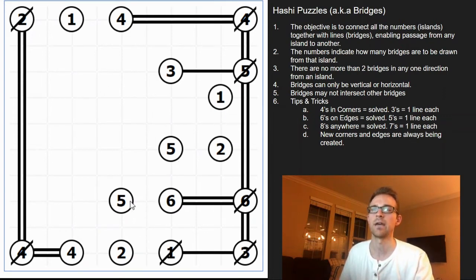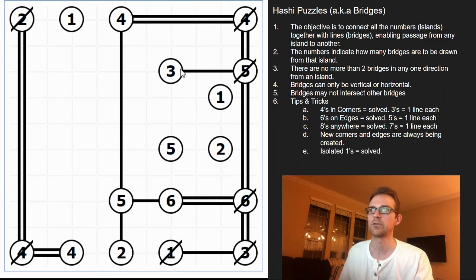And the same thing with the edges. So this 5, for instance, even though it's not against the edge, it only sees 1, 2, 3 islands, and so it is going to behave as if it were against an edge. So we can draw 1 line in each direction for that 5. Hopefully that makes sense, and if not, we're going to do another puzzle since these go pretty quickly.